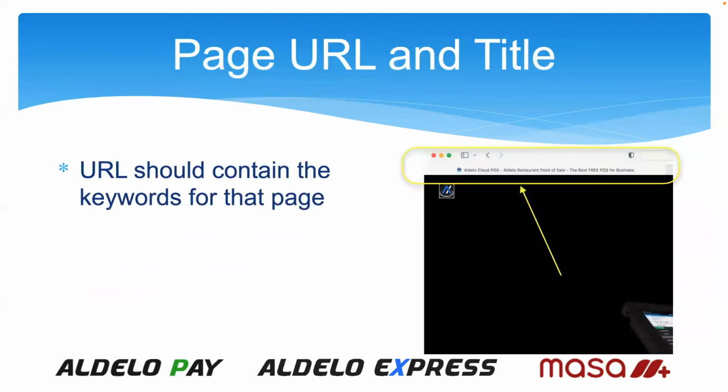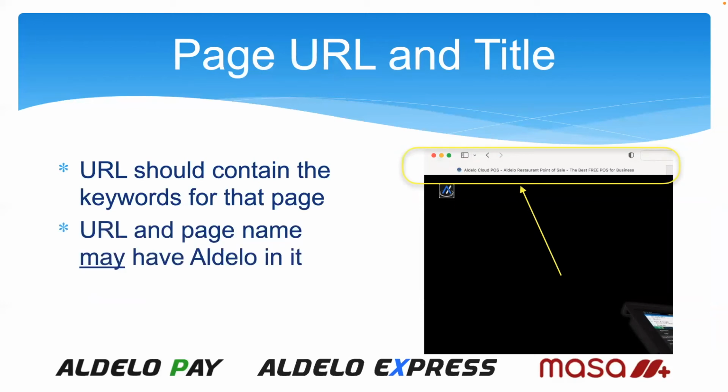Then your page URL and title. The URL is the address. That's the web address, so that's generally the domain name. I'm going to show you how to expand that a little bit to make it a little more precise. But the URL should contain the keywords for that page.